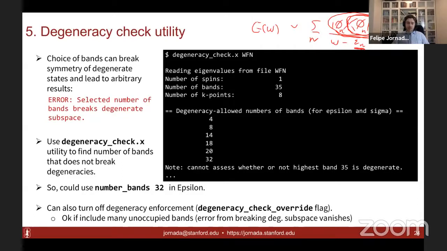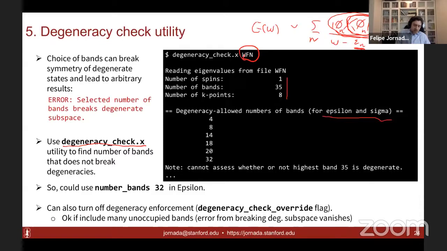they only include a set of bands that form a non-degenerate subspace, or rather that you're not slicing a degenerate space in half. The code also has a utility for you called degeneracy check, and the degeneracy check utility tells you how many bands you can include in your calculation so that you're not violating this degeneracy issue. For instance, if you run this utility on the wavefunction, it tells you some general information about that, but it tells you how many bands you're allowed to use in the calculation for epsilon sigma.